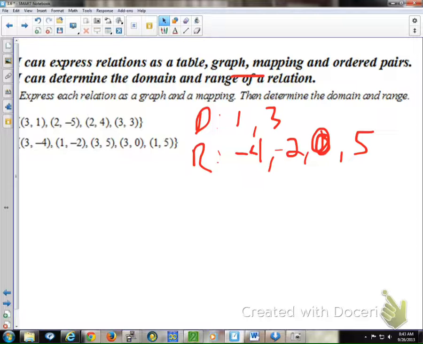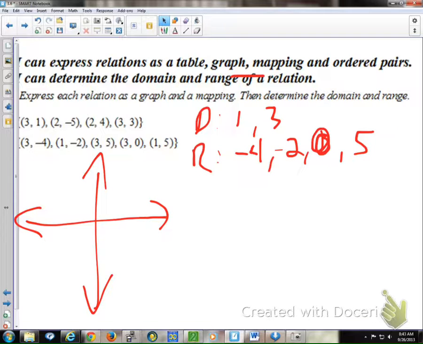Is that a function? Somebody other than Sam? Let's see. Who am I going to call on? Christian. Is that a function? No. Why not? Because it's got more than one x value. It's got x values that occur more than once. Yeah, exactly.